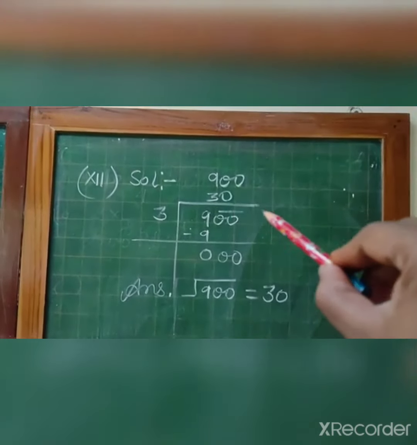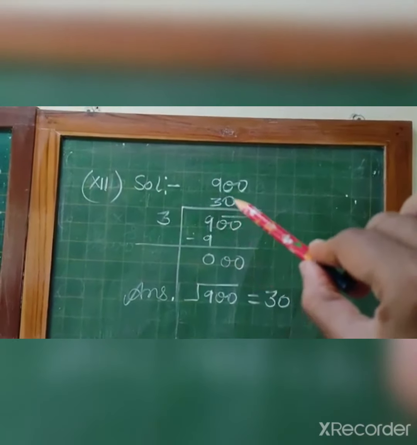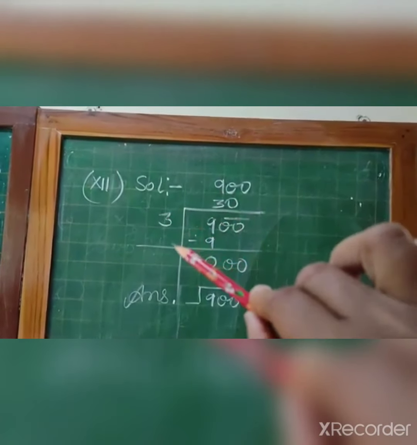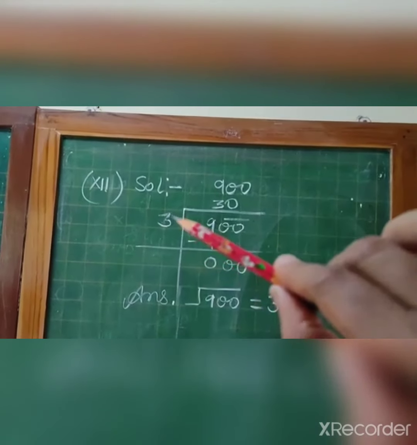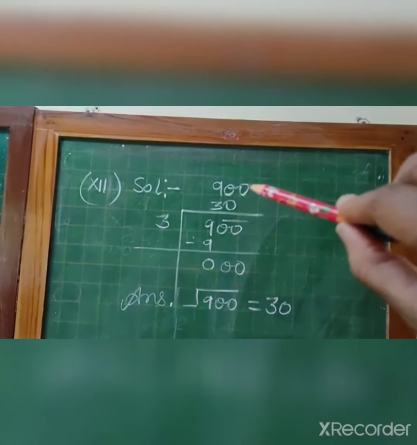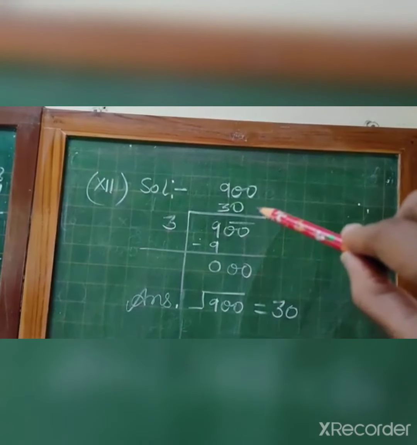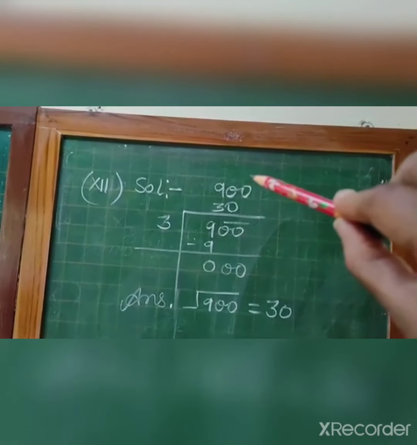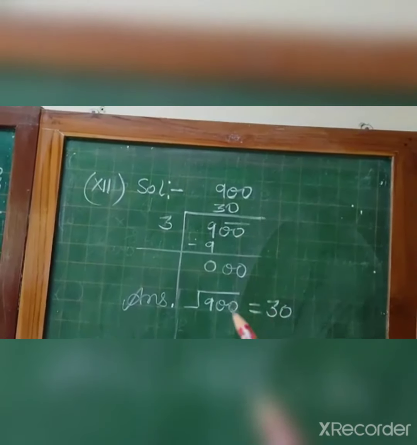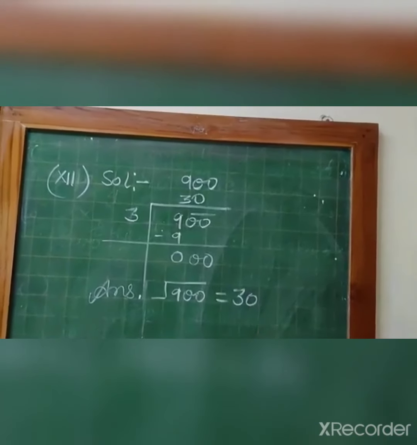So make pairs, so 00 and 9. 3 3s are 9, so 3 you will write here, 3 you will write here, and 3 you will keep in your mind, but there is no need to add. Why? Because when you bring down the pair 00, division is not possible, so you put 0 here. So the square root of 900 is equal to 30.